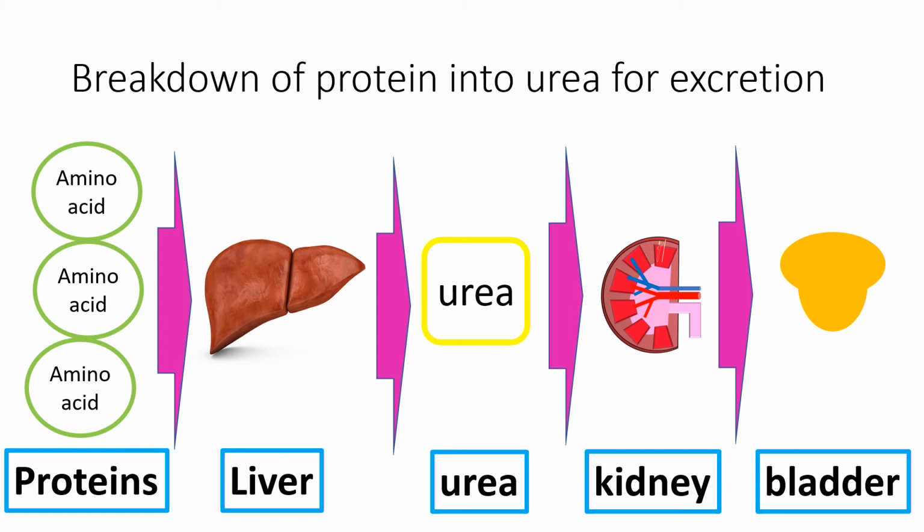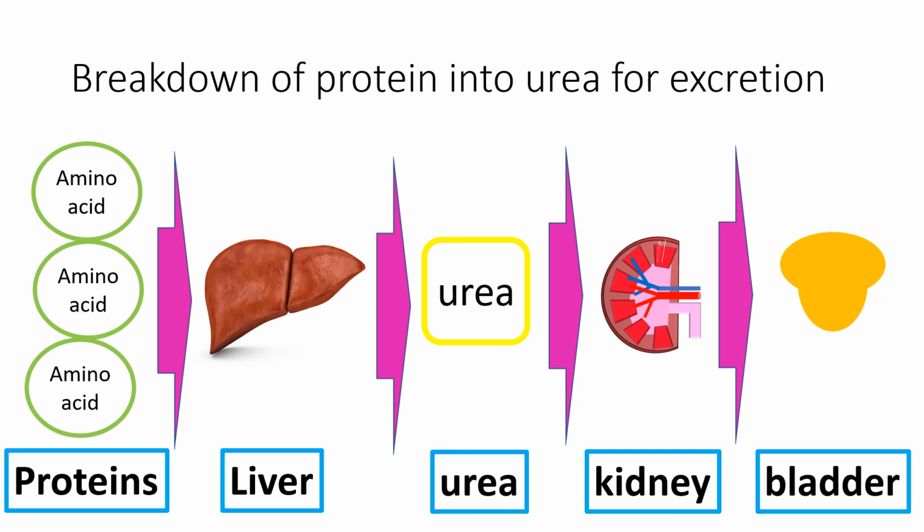The last thing we're going to look at is the breakdown of proteins into a substance called urea. And urea, of course, is the main substance. It's the yellowy colored liquid that you find in urine. Remember, urine is what you actually wee out. The urea is the substance inside your cells that is produced as proteins are broken down. Remember, proteins are long sequences, chains of amino acids.